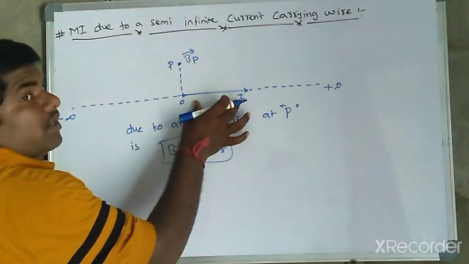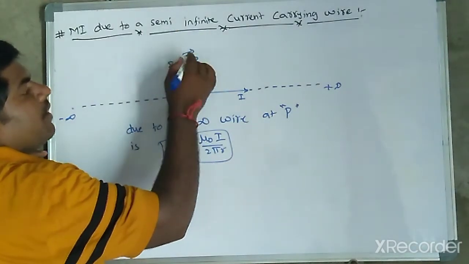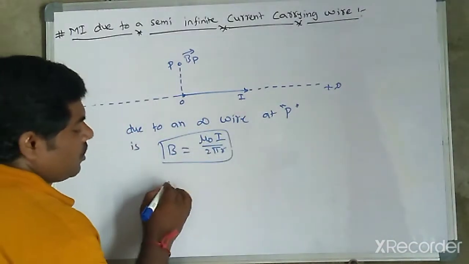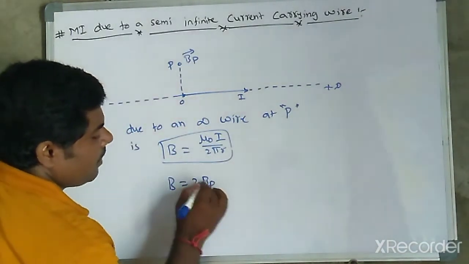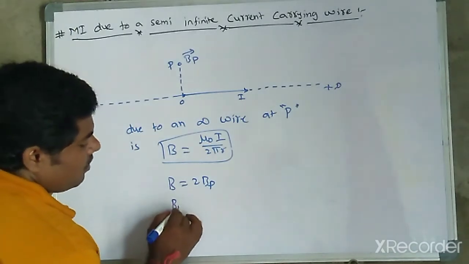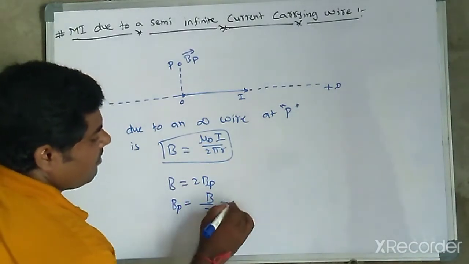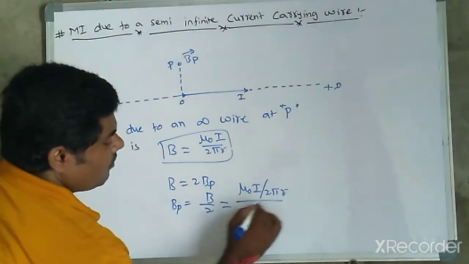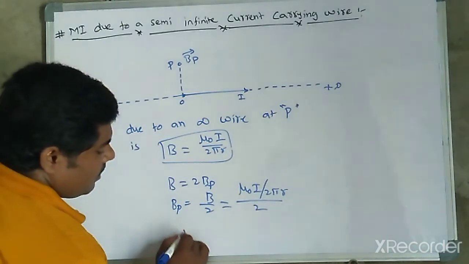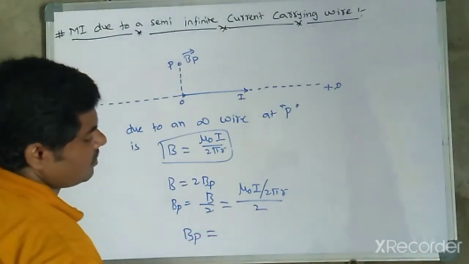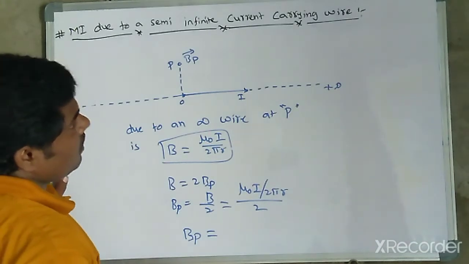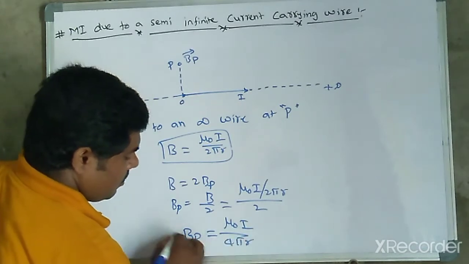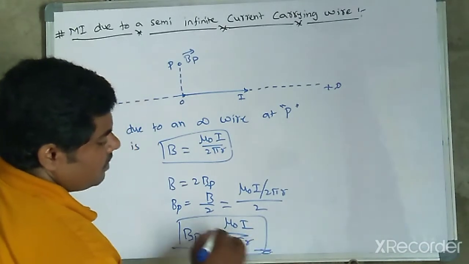It means this is one part of the magnetic field, BP, and this is the other part of the magnetic field, which is half of this value. So here B is equal to 2 times BP, so BP is equal to B divided by 2. B value is nothing but mu naught I divided by 2 pi r, whole divided by 2. So the total magnetic field B at point P for a semi-infinite current carrying wire is mu naught I divided by 4 pi r. This is a shortcut method.